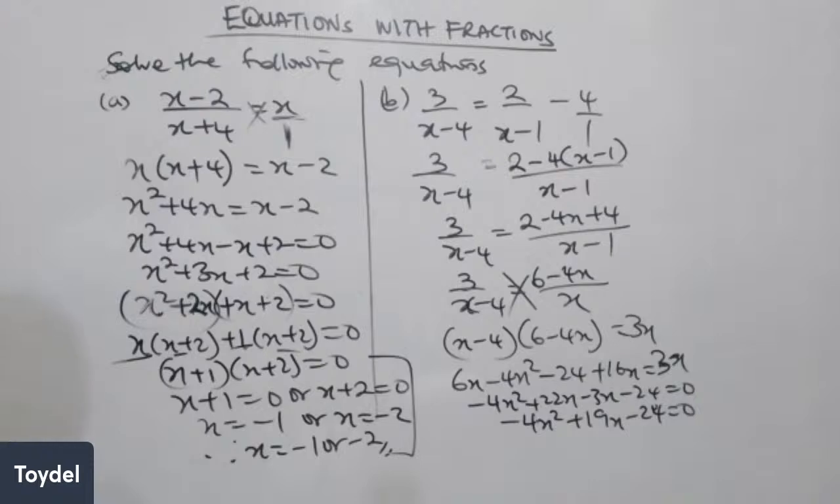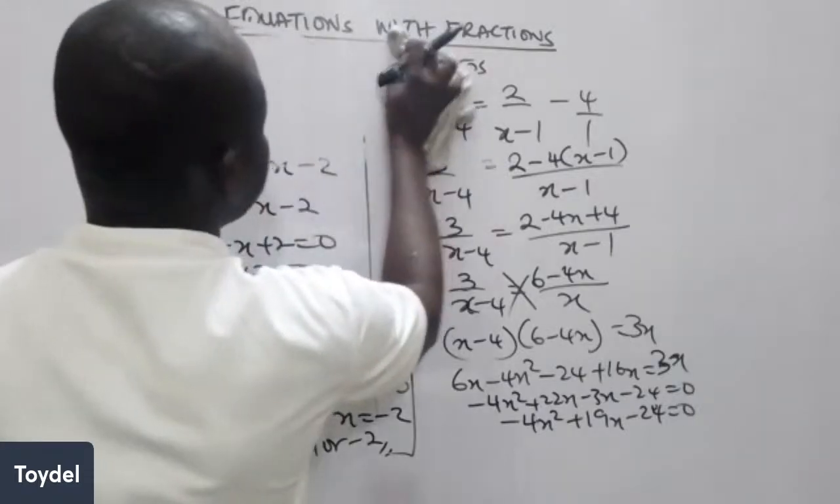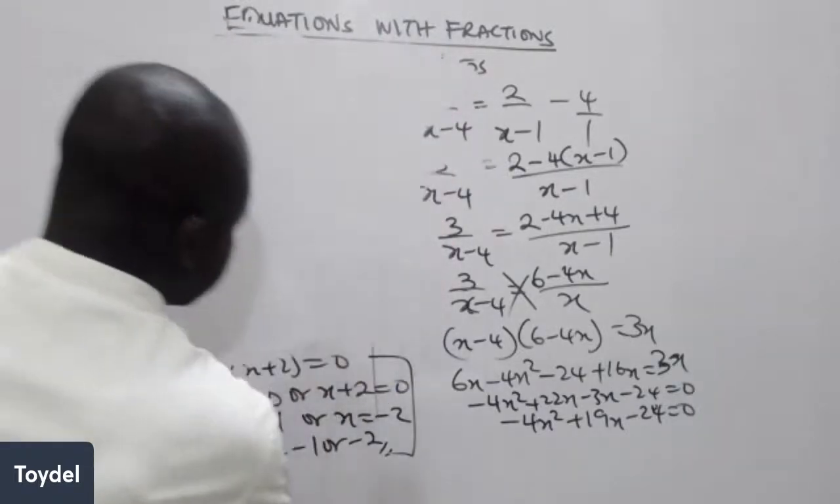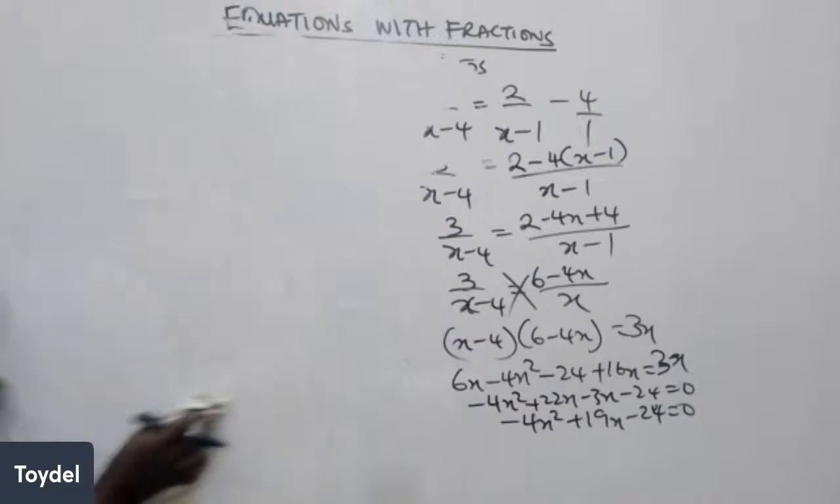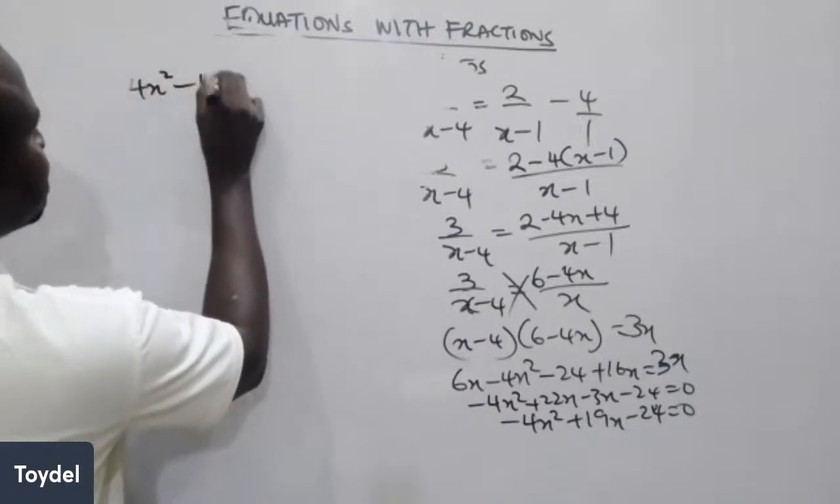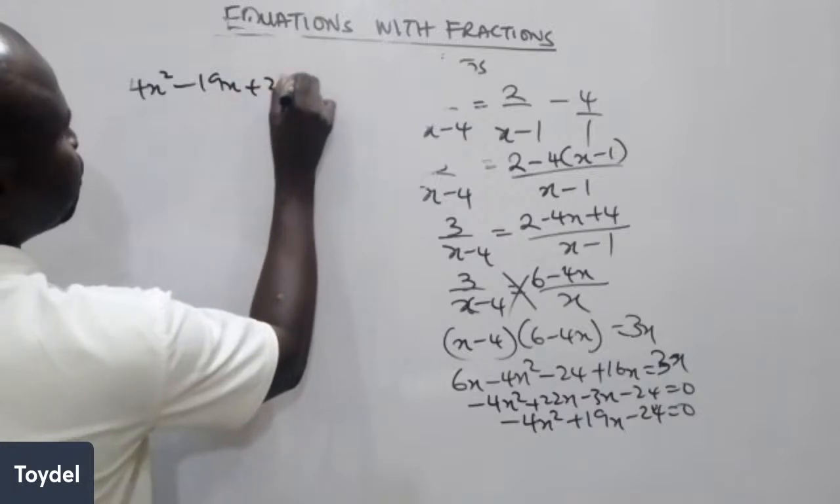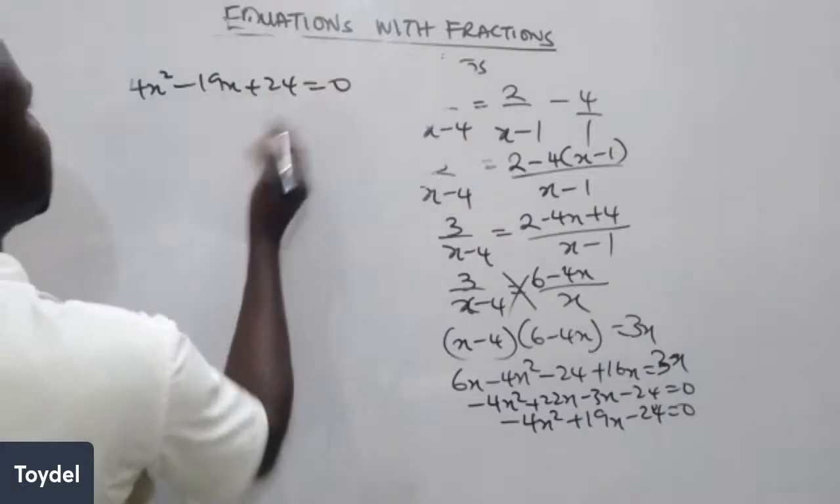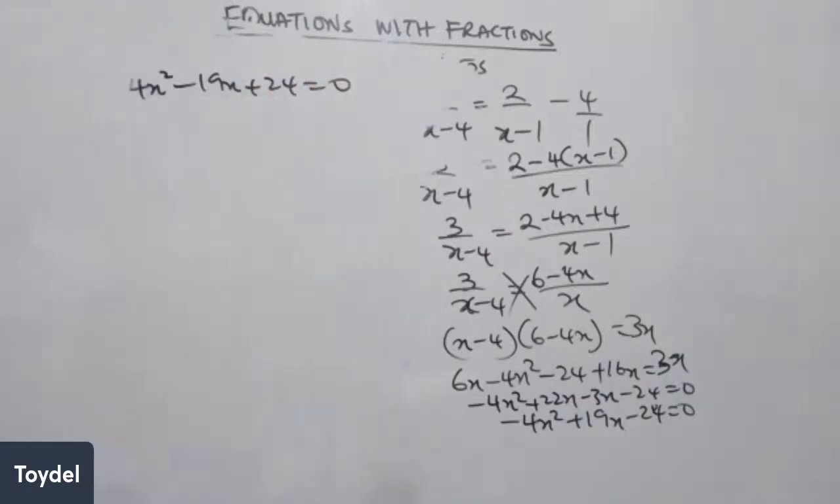Then I can multiply through by minus 1. If I multiply through by minus 1, I'm going to have 4x squared minus 19x plus 24 equal to 0. Still the same thing. Then at this point, we can actually factorize. That is, 4 times 24 will be 96. So what are the two factors of 96 that will give us 19? 4 times 20.